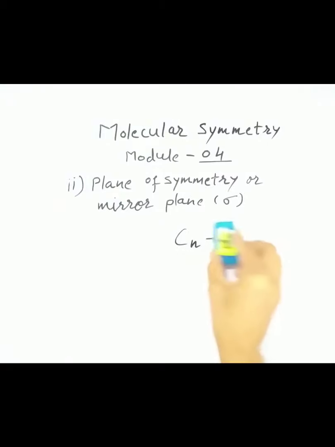Come to the next symmetry element, that is the plane of symmetry, also called the mirror plane, which is abbreviated by sigma. Now let me tell you what we mean by plane of symmetry.